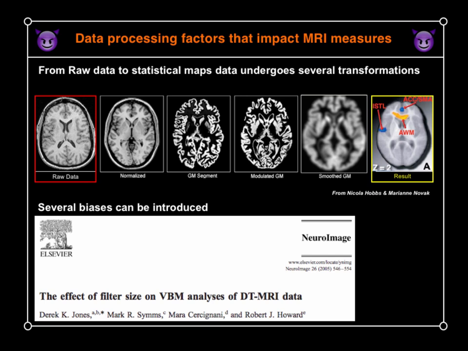This was demonstrated by Derek Jones, who looked at the effect of filter size. This is the Gaussian filter that you use for smoothing the data, and how it changes the results, and in turn has an impact on how you make inferences about results. So that's things that you need to keep in mind.